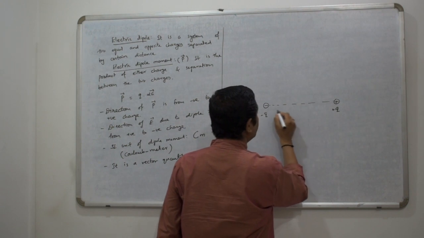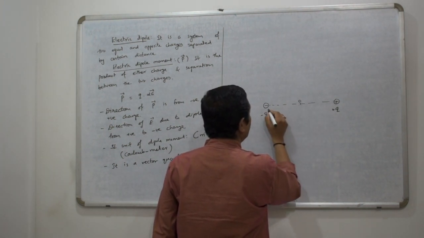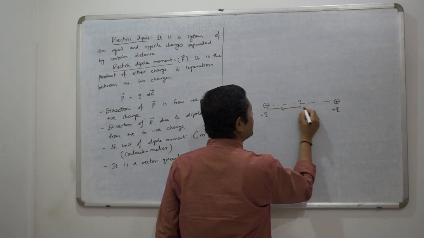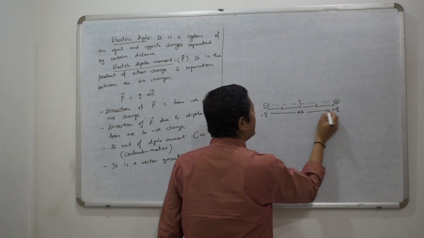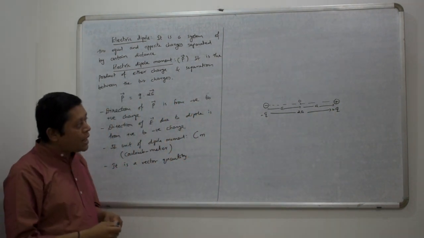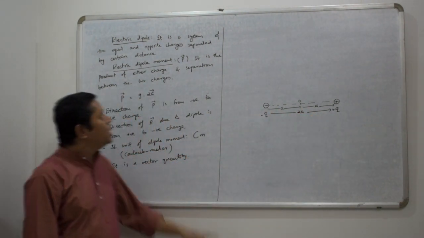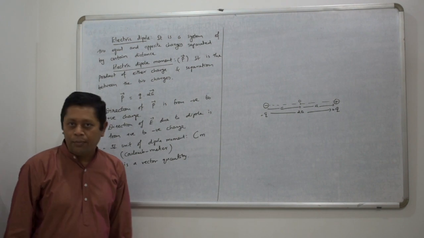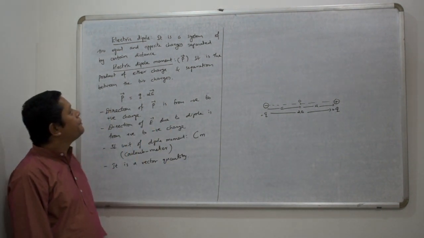The point midway between these two charges we mark as the center of this system. Each charge's distance from the center is equal to A. So the total distance is twice A. This kind of system of two charges separated by a certain distance is called an electric dipole. Dipole means two poles, positive and negative.